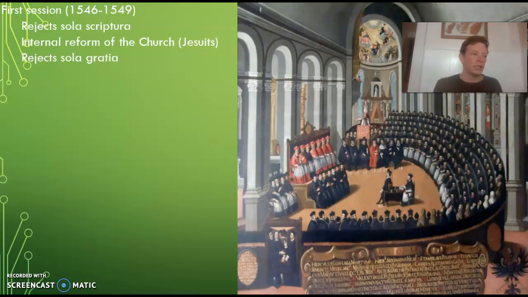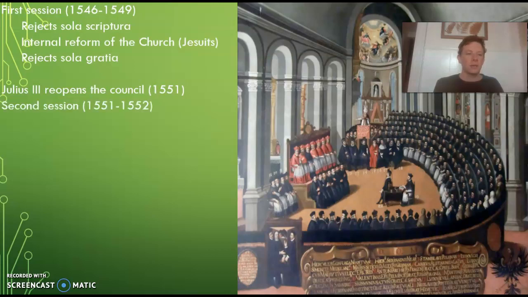In 1549, the council is halted due to civil war in Germany, and Paul III dies in 1549. The new Pope, Julius III, reopens the council in 1551. So this is the second session of the council, from 1551 to 1552.